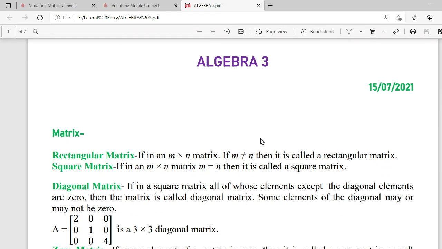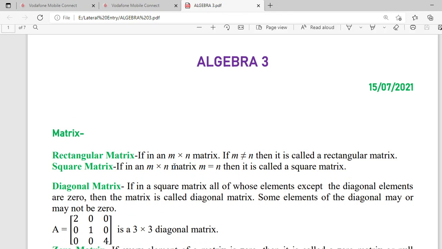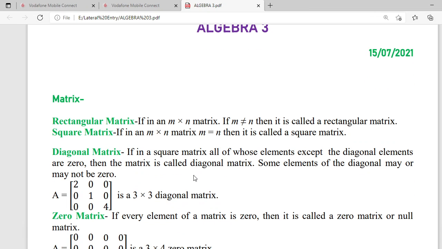So today I am doing algebra, the third part of algebra, and in this chapter I will do the matrix chapter. Matrix and related to that is determinant. So a matrix is an m by n array. m is the row number, n is the column number, then we say it is a matrix. So this is the matrix A.